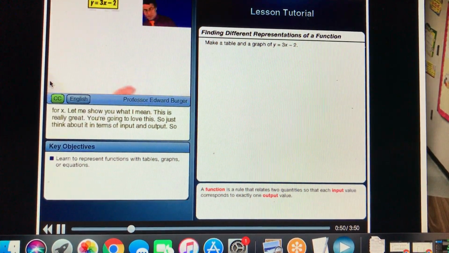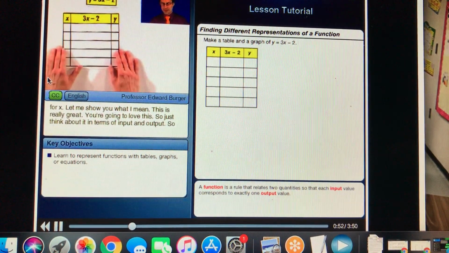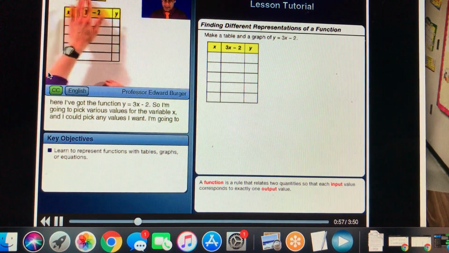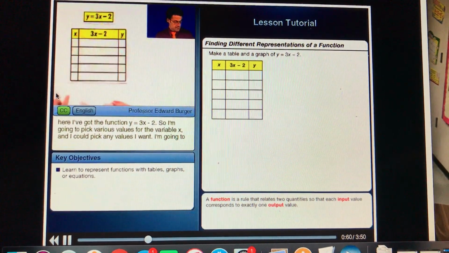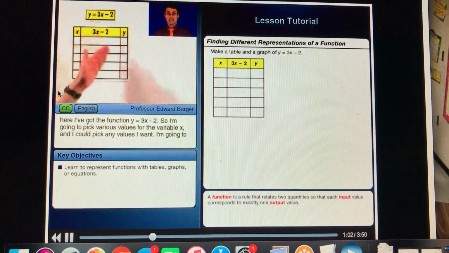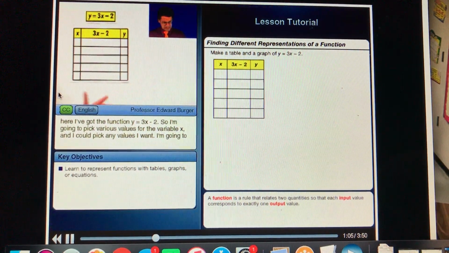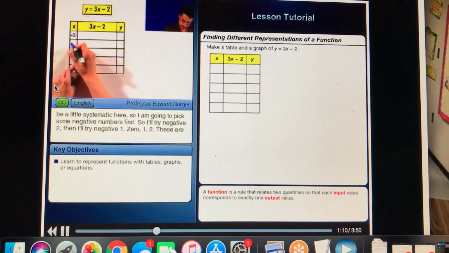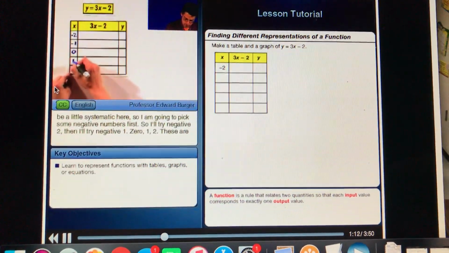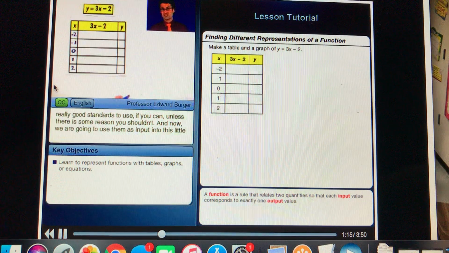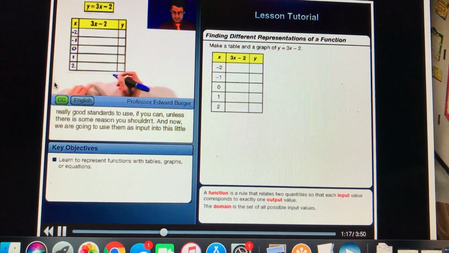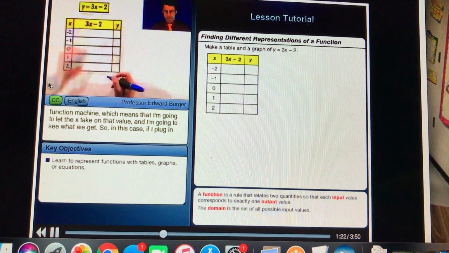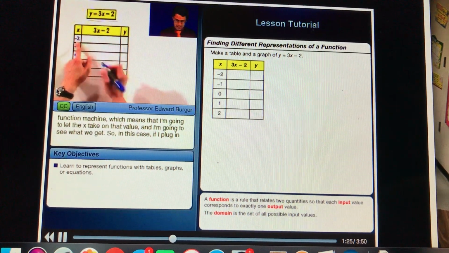Let me show you what I mean. This is really great, by the way. You're going to love this. So just think about it in terms of input and output. So here I've got the function y equals 3x minus 2, and so I'm going to pick various values for the variable x, and I can pick any values I want. I'm going to be a little bit systematic here. So I'm going to pick, first of all, some negative numbers. So I'll try negative 2, then I'll try negative 1, 0, 1, 2. These are actually really good standards to always use if you can, unless there's some peculiar reason why you shouldn't. And now we're going to use them as input into this little function machine, which means that I'm going to let the x take on that value, and I'm going to see what we get.